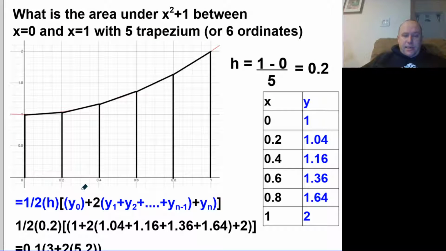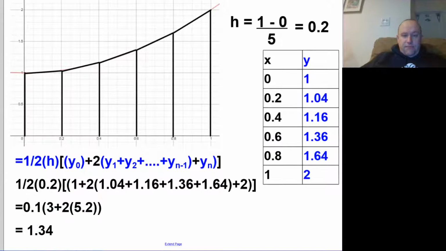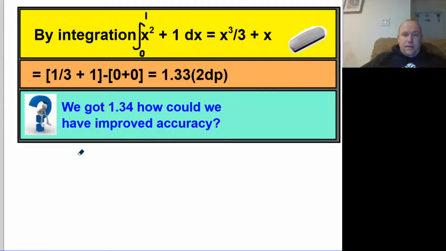And when I did this here, I actually ended up with an answer of 1.34. So actually the answers are really close together. And how could we have improved accuracy though?